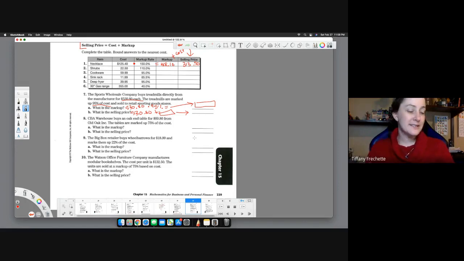So it's the same exact thing we're doing in the table. We just don't have the table to fill out. So first we find our markup, and then we add it back to the cost to find our total selling price. And like I said, you're doing exactly the same thing on the rest of these. So I don't think we really need to go through them all. I hope that helped, and I will see you in section 8.